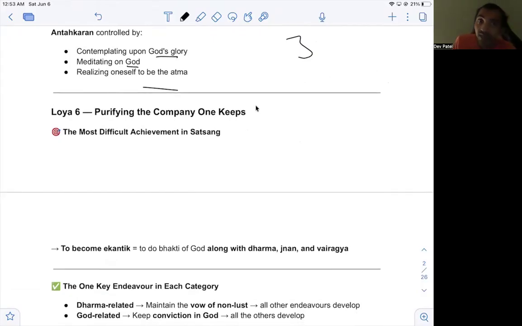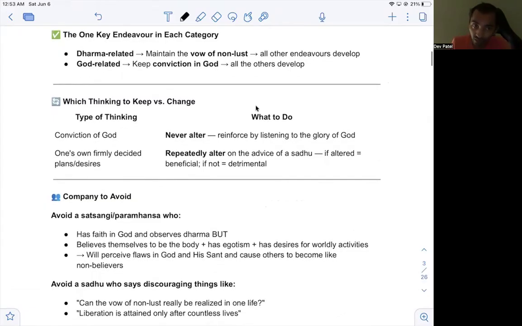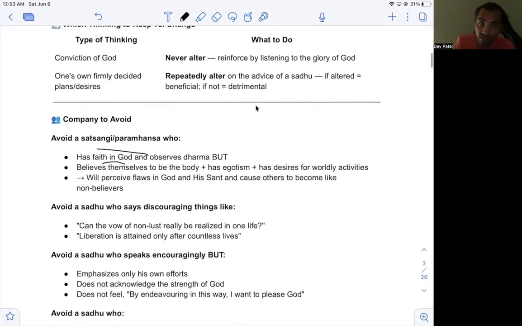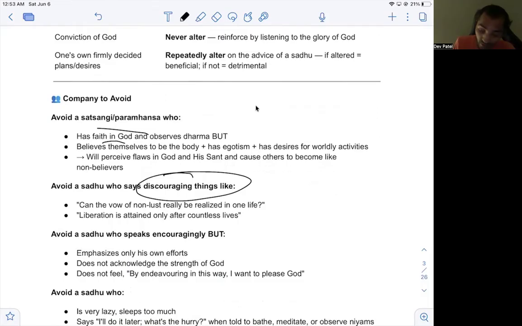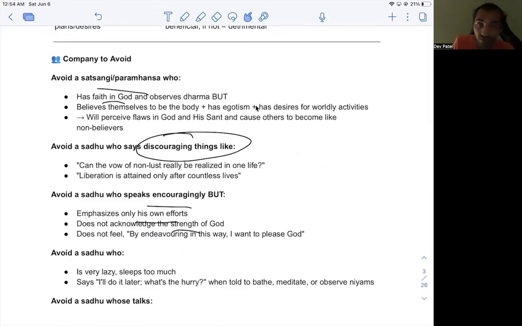Purifying the company one keeps. This is all about what type of company you should keep and what type you should avoid. Avoid Satsangis who have no faith in God, but only consider themselves to be the body, with egotism and desires for worldly activities. Avoid the sadhu who says discouraging things, and also the one who may speak encouragingly but emphasizes his own efforts. He does not acknowledge the strength of God and does not have the intention of pleasing God in pursuing this path. These are the companies you should avoid.